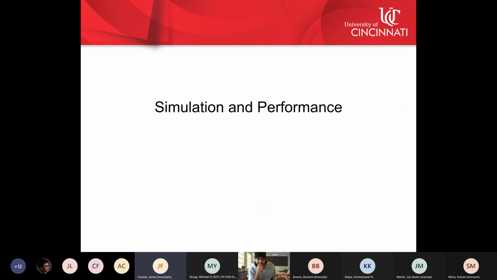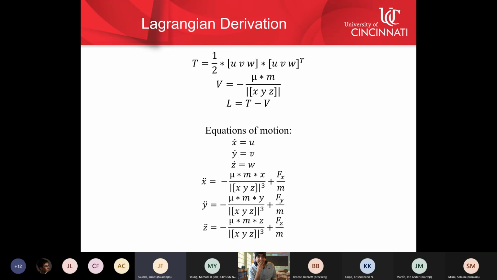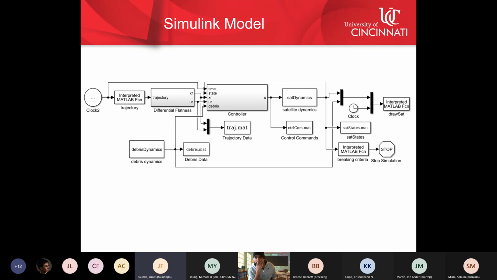Moving on to the simulation performance. As we see here with the Lagrangian derivation, it's rather simple, just kinetic energy, potential energy. And when it's evaluated and the equations of motion are derived, forces are then added in each direction to ensure control in those 3 axes. With the Simulink model, it's a similar model to previous homeworks and projects, as it uses some of the same principles such as the differentially flat reference trajectory and LQR controller. The breaking criteria was added to end the simulation if the satellite falls below the surface of the Earth.